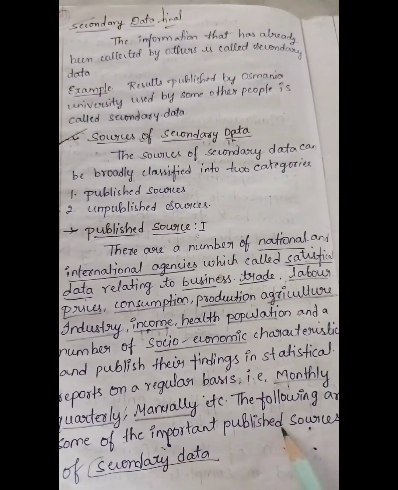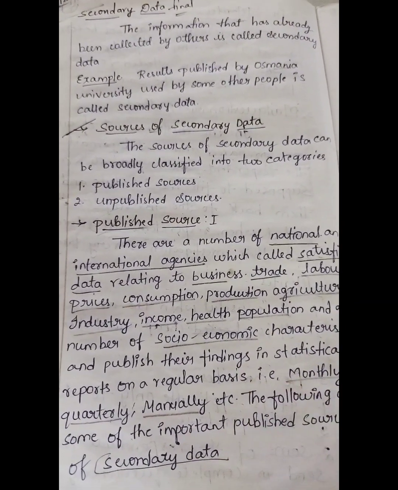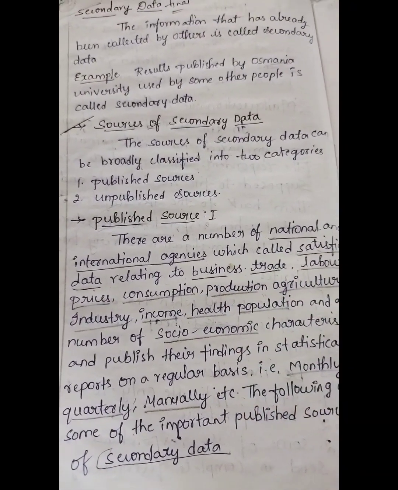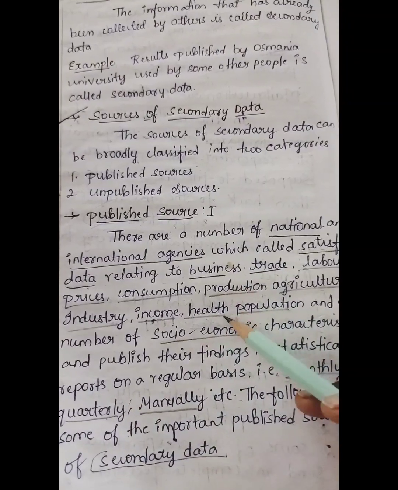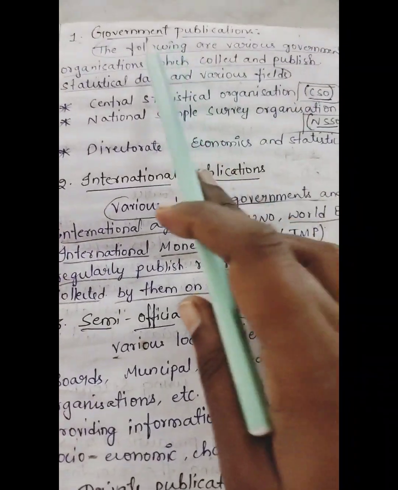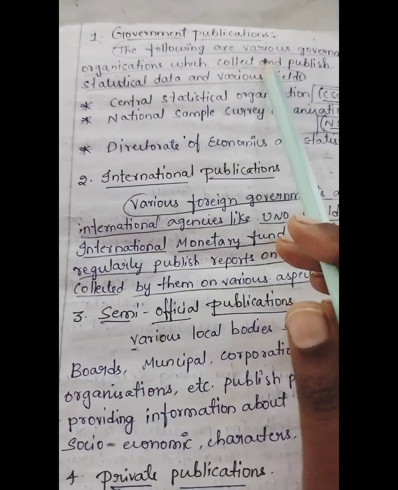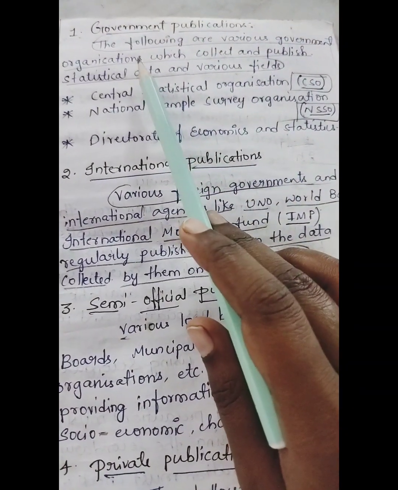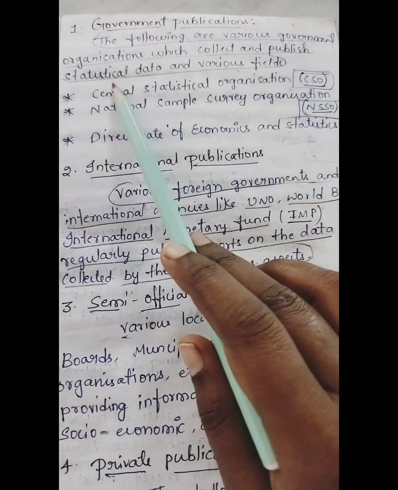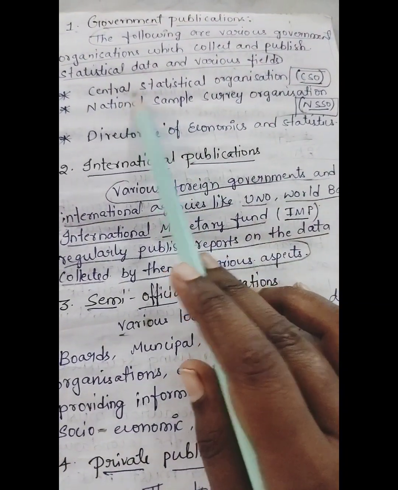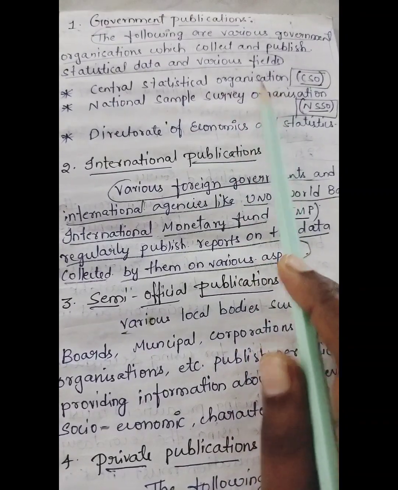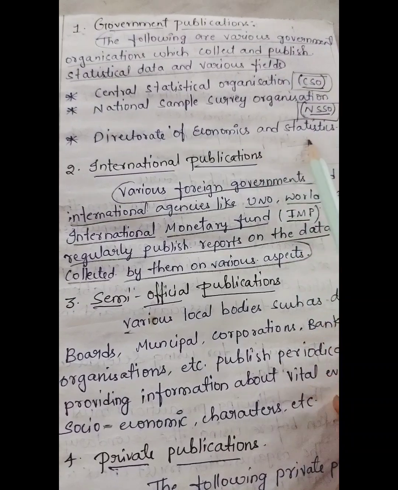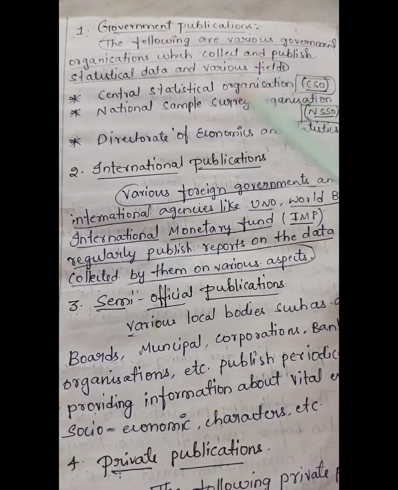Some important published sources of secondary data, let us see. Here we have around four types: government publications, international publications, semi-official publications, and private publications. One by one we'll see now. First one, government publications, from where you can collect data. The following are various government organizations which collect and publish statistical data in various fields. First, Central Statistical Organization, National Sample Survey Organization, NSSO, Directorate of Economics and Statistics. These are related to government publication.